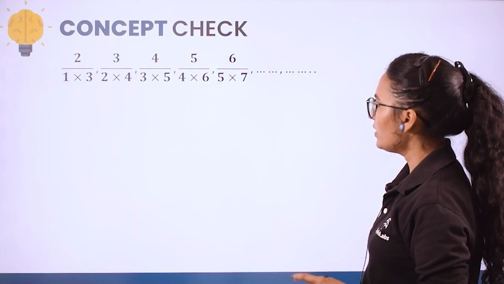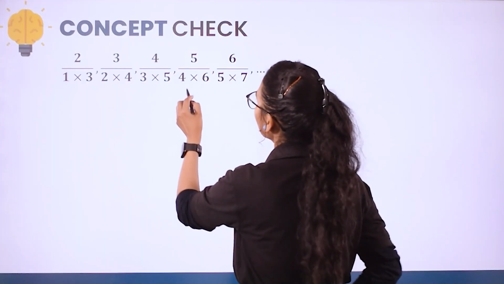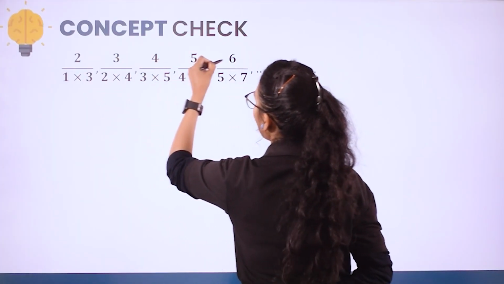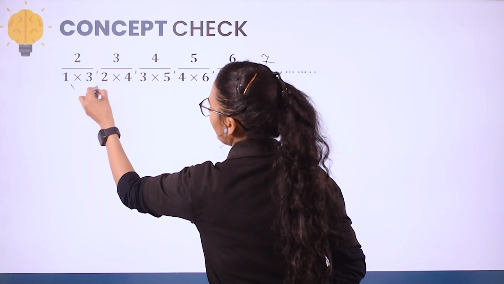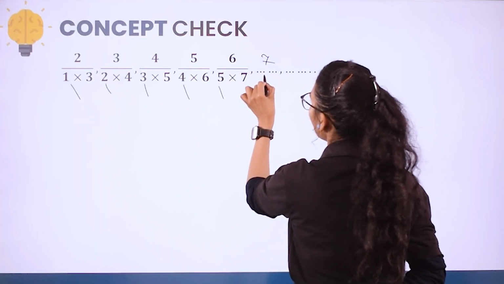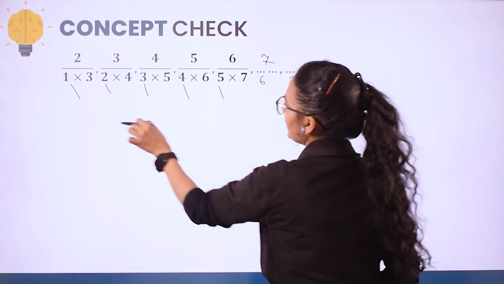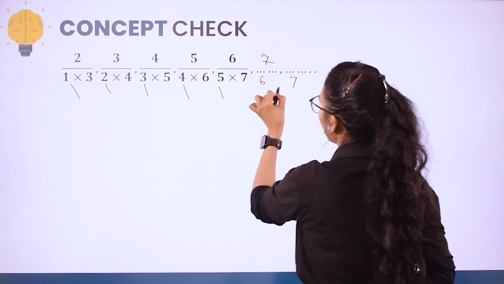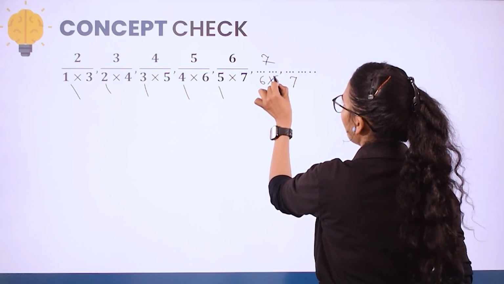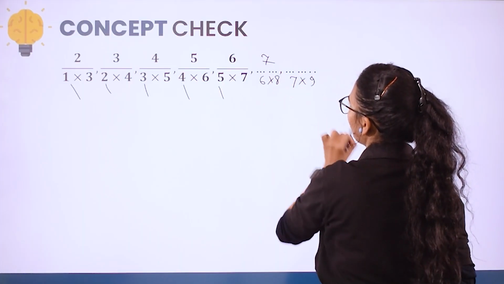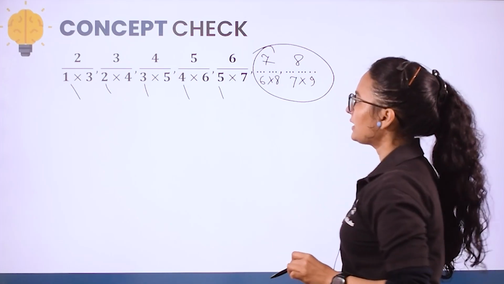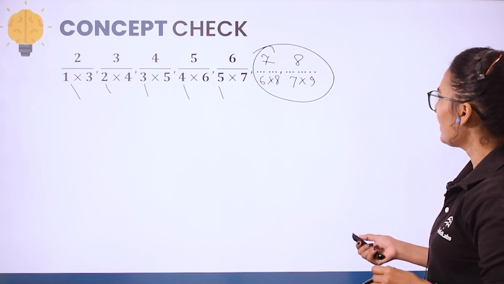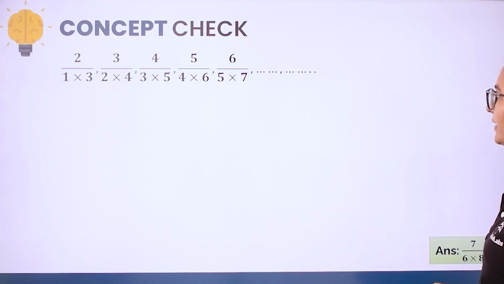Okay, so this is the next question that we are having. 2, 3, 4, 5, 6. So I think we can figure out here 7. Then 1, 2, 3, 4, 5. So it will be 6, it will be 7 here. Then 3, 4, 5, 6, 7. So definitely it will be 8 here and it will be 9 here, right? And what is the number here? 8. So yes, these two numbers are the next two numbers. 7 divided by 6 into 8 and 8 divided by 7 into 9.